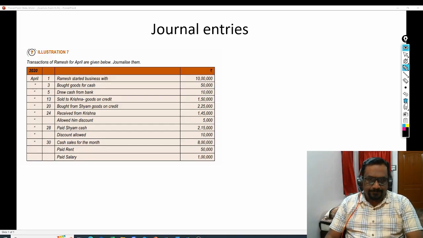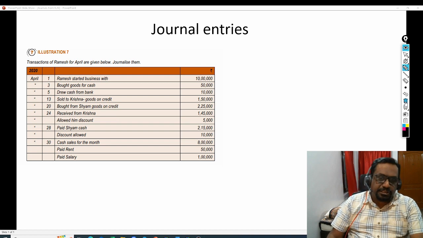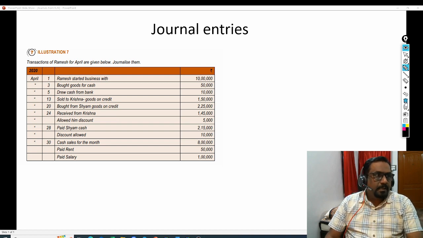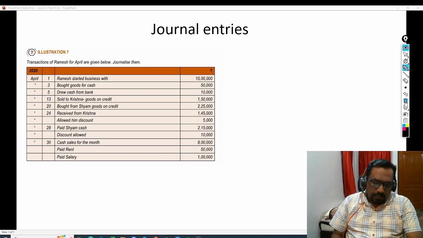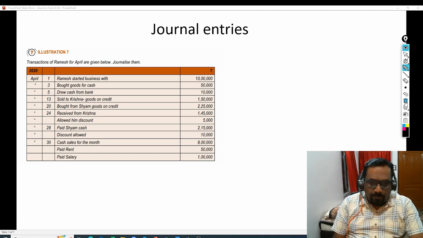Okay guys, let us start with illustration 7. What it says is, transactions of Ramesh for April are given below. Journalize them. This is the problem, right? Let me explain one by one.